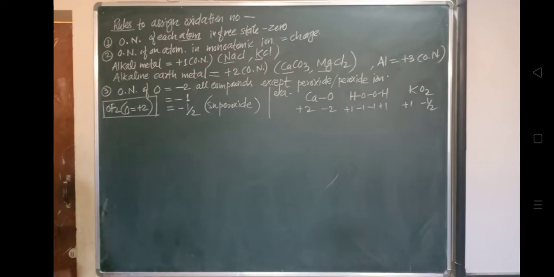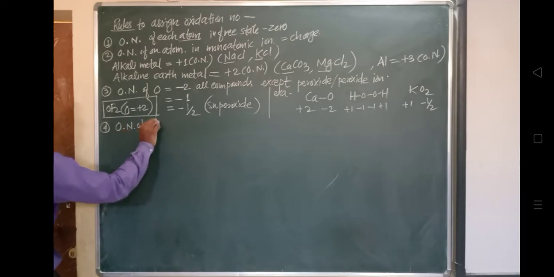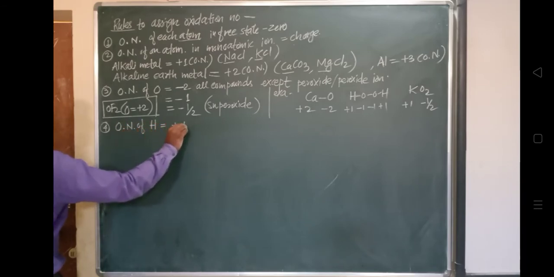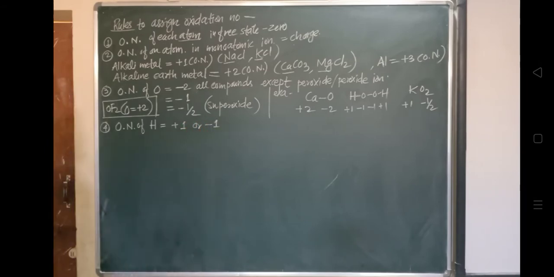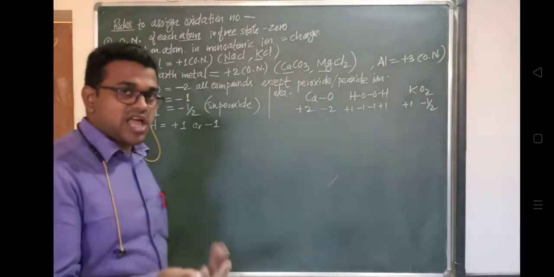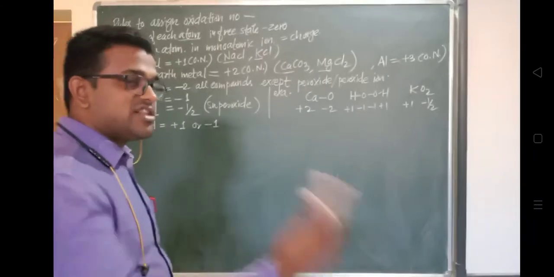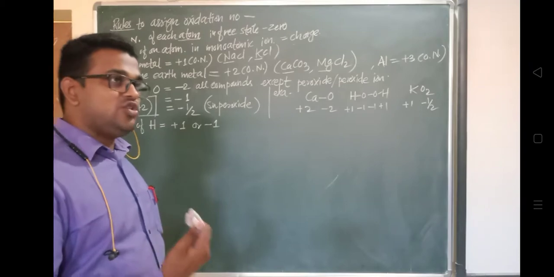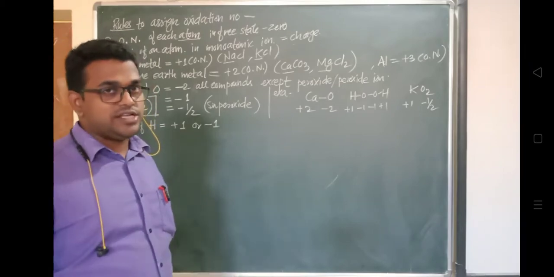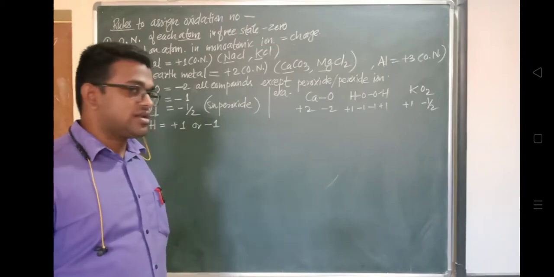So another rule, the fourth rule: the oxidation number of hydrogen is either +1 or -1. तो ये +1 और -1 क्या है? The hydrogen is having only one valence electron, so it can either lose or gain one electron. तो एक इलेक्ट्रॉन lose कर दिया तो +1. अगर gain कर लिया तो -1.